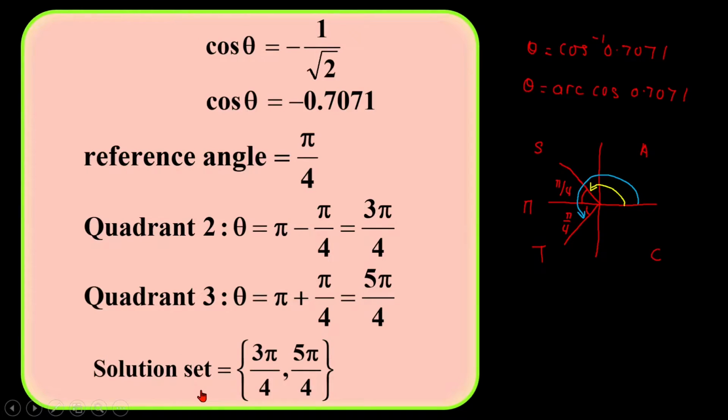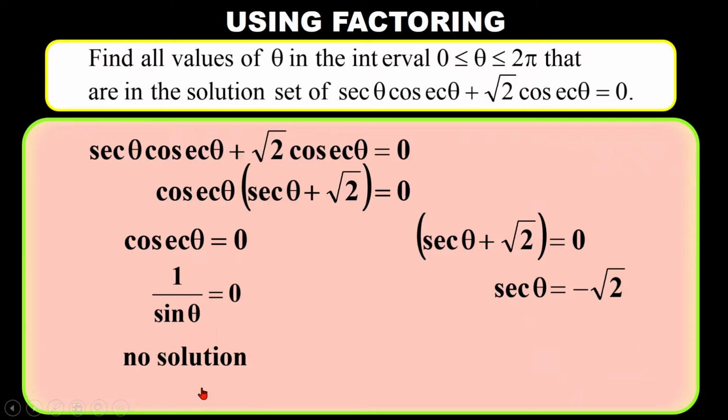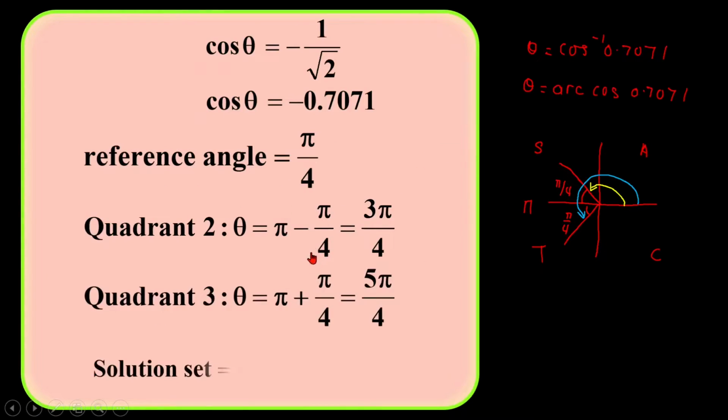Okay, solution set, because if you notice just now the question did ask for solution set. Let me show you back. Find the value of 0 until 2 pi, in the form of solution set for this question. So the solution set that I'm going to put in will be 3 pi over 4 and 5 pi over 4. Okay, so that is for the second question.